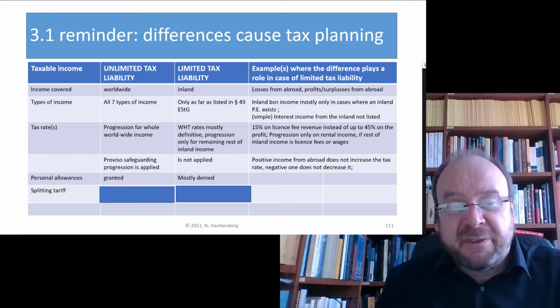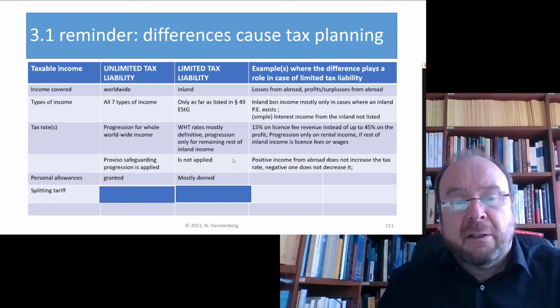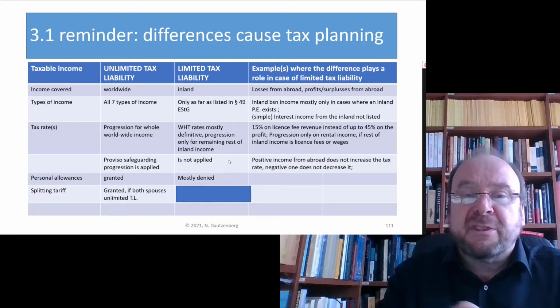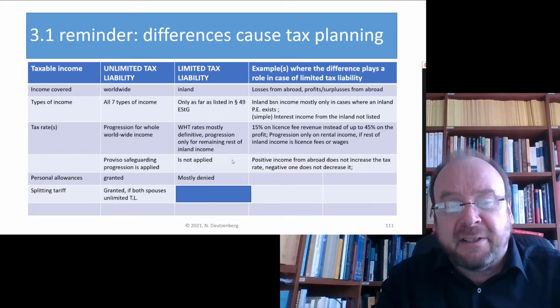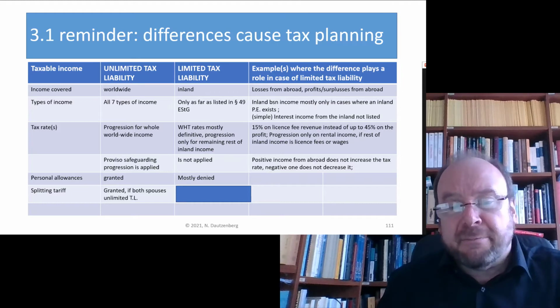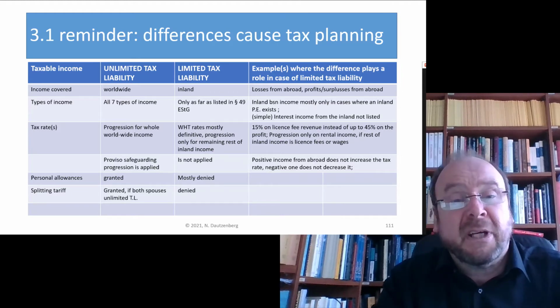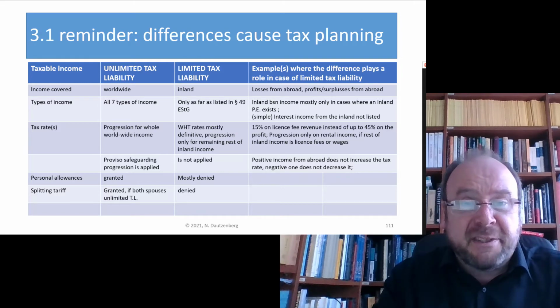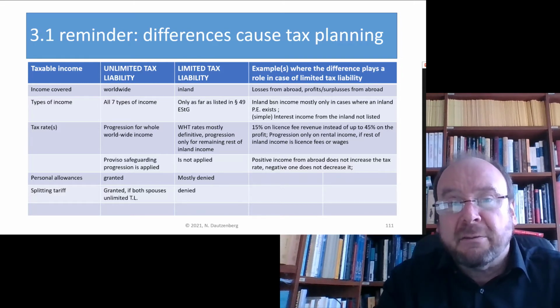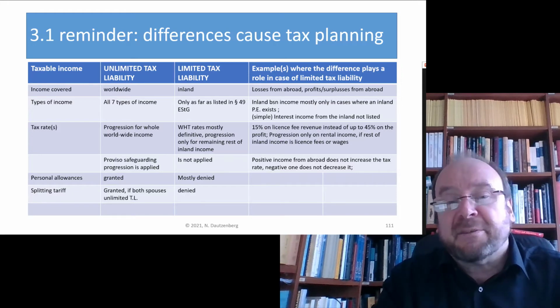The splitting procedure, so joint assessment of married couples where the progression is leveled. You get it if both spouses are unlimited tax liability taxpayers and live in the inland mostly. You don't get it if you are a limited tax liability taxpayer. So you have many differences between the two personal tax liabilities, which strongly might influence your tax burden.